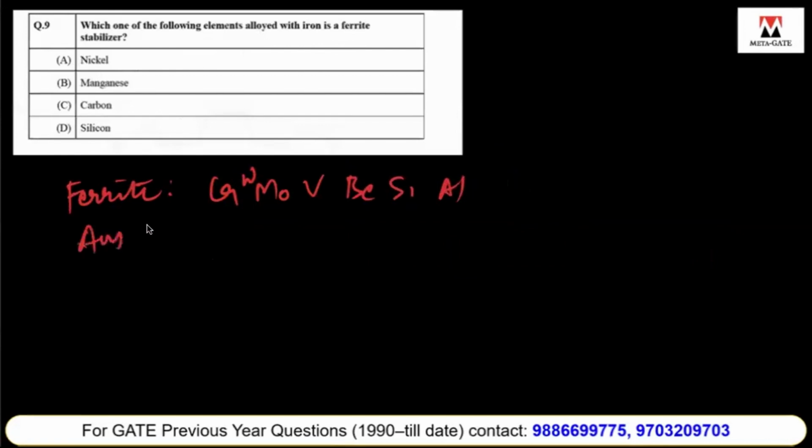And austenite stabilizers are manganese, nickel, nitrogen, cobalt, copper. In some cases, it is given as zinc, but this is avoidable. So, nickel is an austenite stabilizer, manganese is an austenite stabilizer, carbon is also an austenite stabilizer, so silicon is the answer.